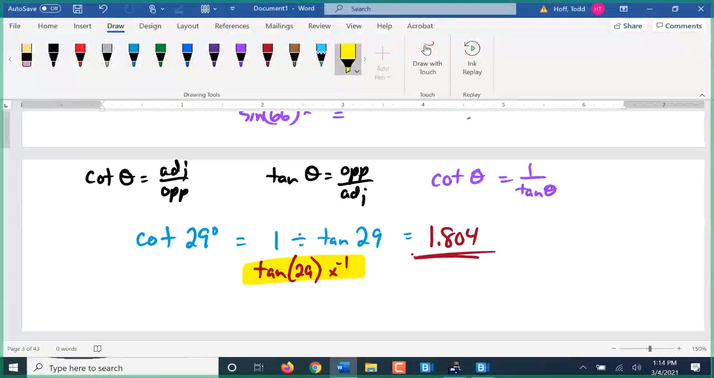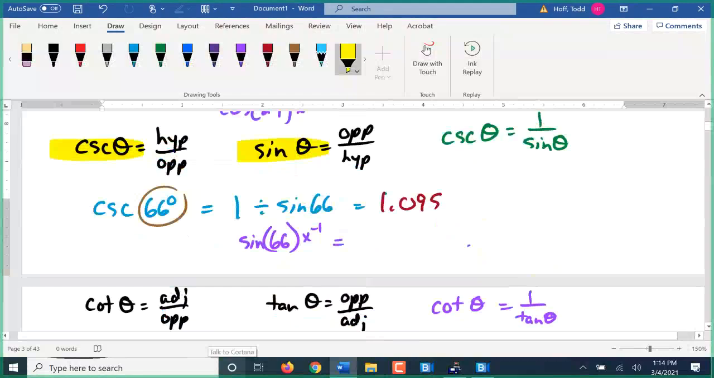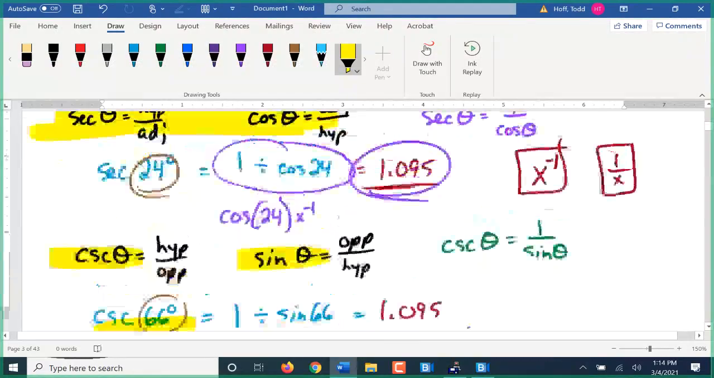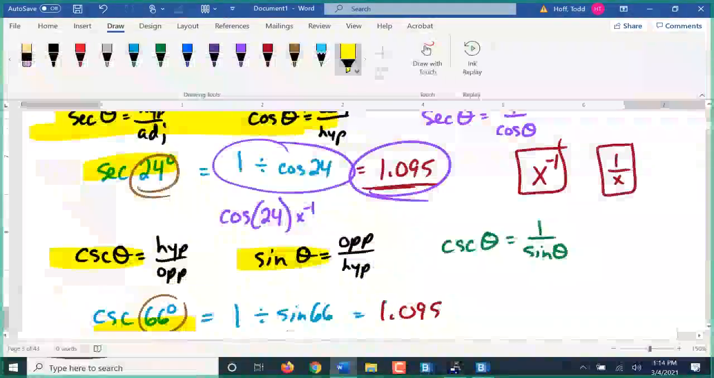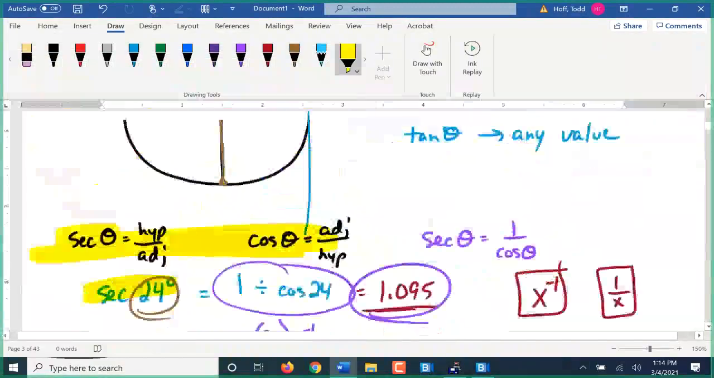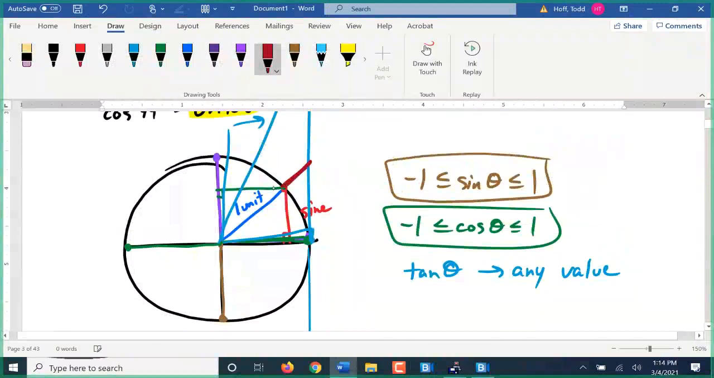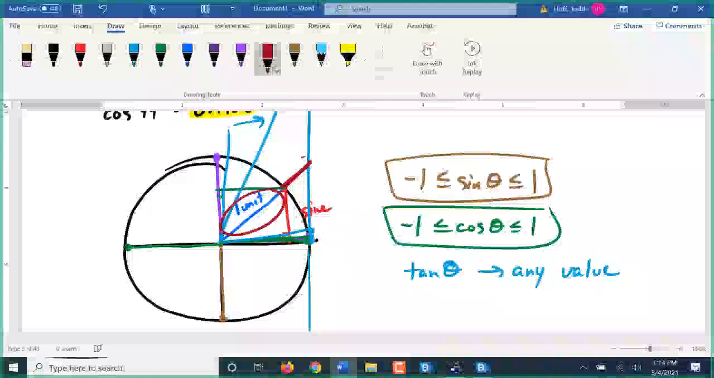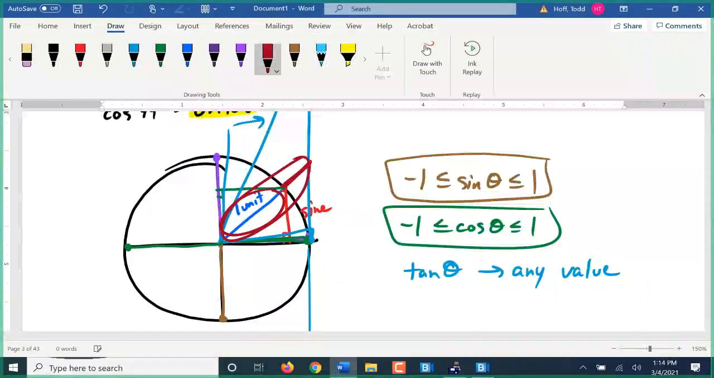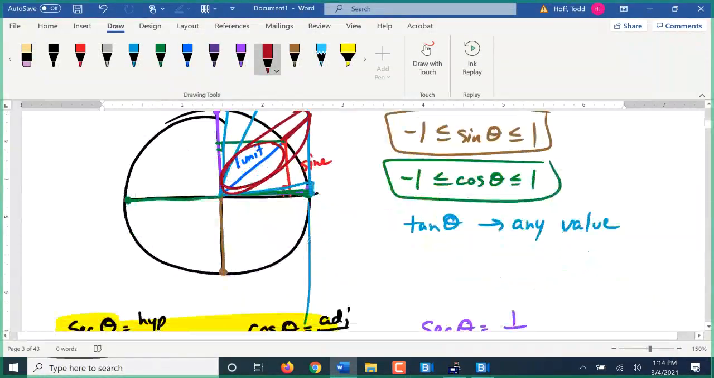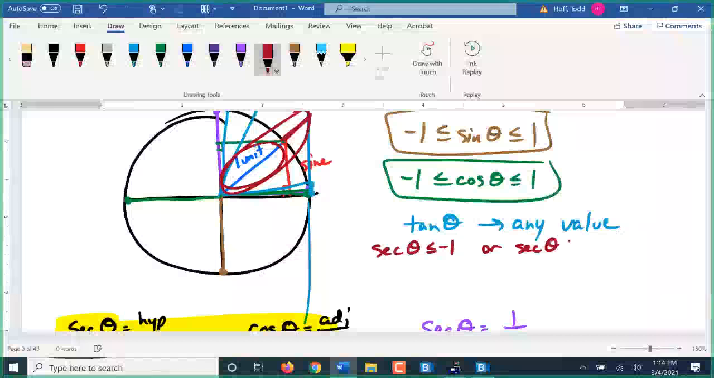A note on the value of the cosecant and the secant. We said the sine and cosine are always between negative 1 and positive 1. Well, the secant and cosecant always go outside the circle. So the radius is 1 unit. The secant and cosecant are always outside of the circle. So the secant is either less than or equal to negative 1 or greater than or equal to positive 1. It cannot be between negative 1 and 1.